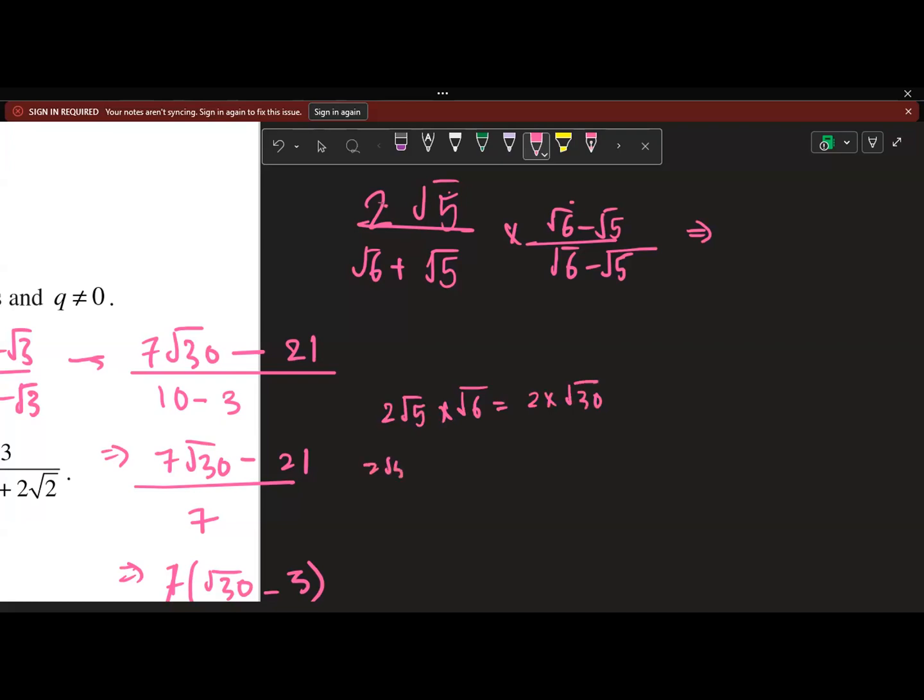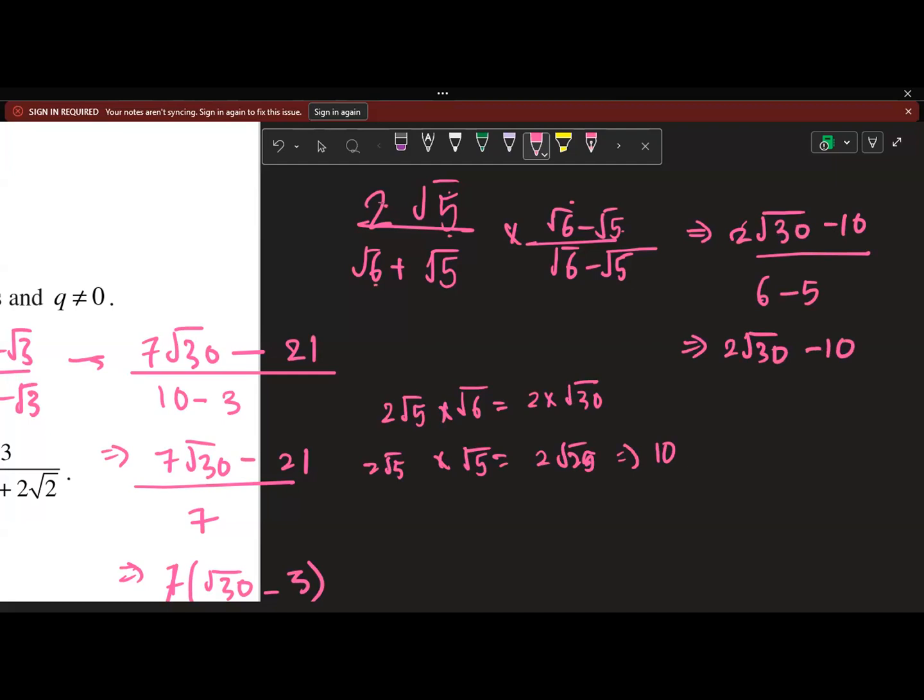Yes, ma'am. 2 root 5 into root 5 is how much? 2 root 25. And 25 is basically 5 only. So 10. See, root 5 into root 5 is basically 5, and 2 into 5 is 10. So you will get 2 root 30 minus 10 divided by a plus b, a minus b is a square minus b square. So the answer is 2 root 30 minus 10. Yes, ma'am. 2 root 30 minus 10. You got this?